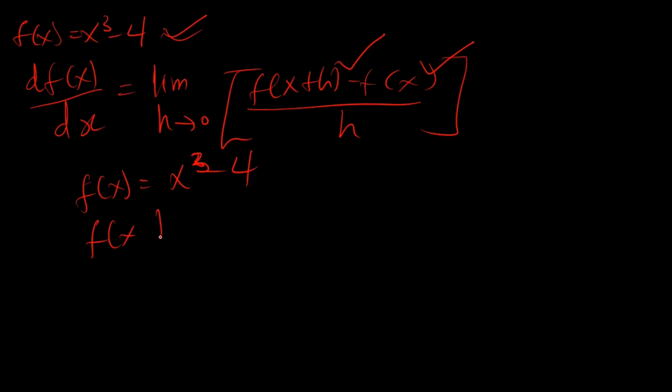So our f of x plus h will be equal to, wherever you see x, you put in x plus h. So (x plus h) cubed minus 4. We have this and this. Just bring them here and we do a simplification. So f of x is x cubed minus 4 and f of x plus h is (x plus h) cubed minus 4.